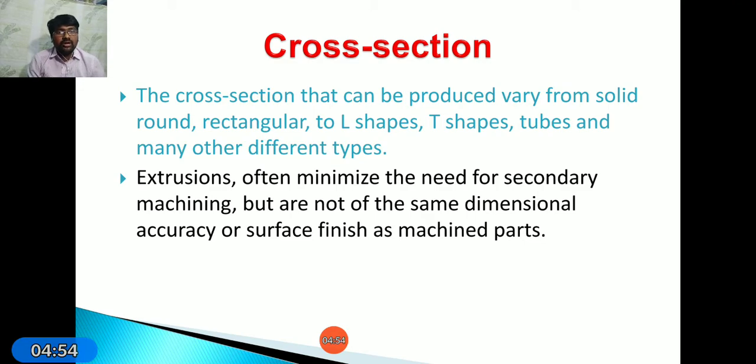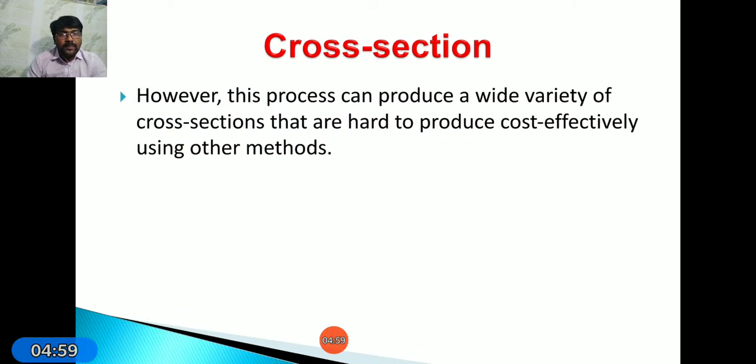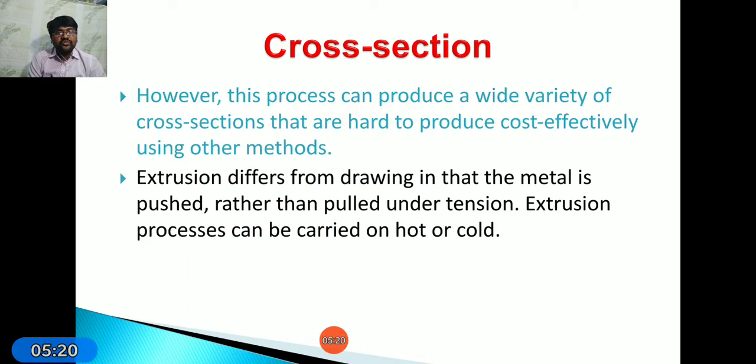However, this process can produce a wide variety of cross sections that are hard to produce cost effectively using other methods. These products cannot be achieved by using other methods. By using this process, we can reduce the cost. Next, extrusion differs from drawing in that the metal is pushed rather than pulled under tension. But in the case of drawing, some tensile forces are applied.